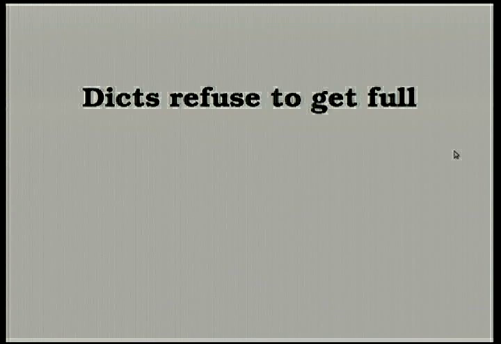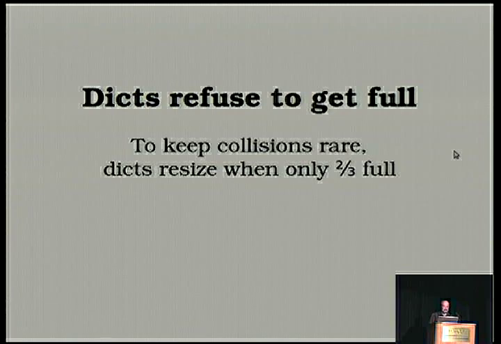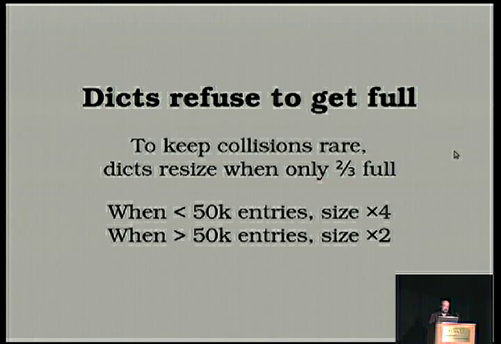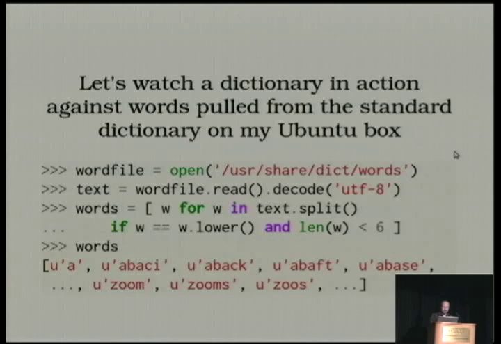At that point, the story just gets better from here, because dicts refuse to get full. You cannot fill that table I just showed you with 8 entries. Because collisions are expensive, dicts resize when they get to 2/3 full. Small dicts go ahead and chew up 4 times the memory. They quadruple the size of that table. When they get kind of big, they start doubling so they don't waste too much of your RAM with empty slots.